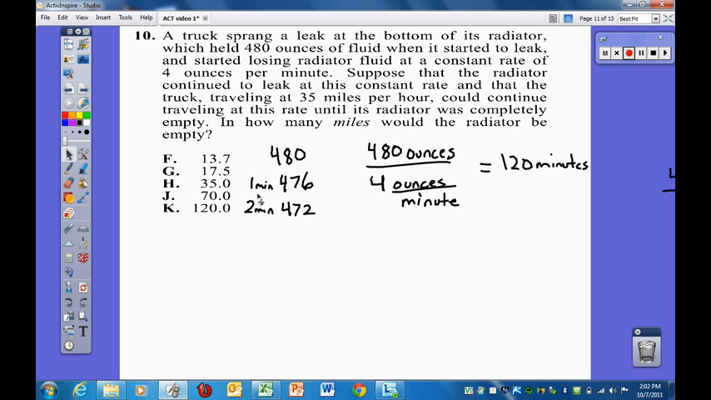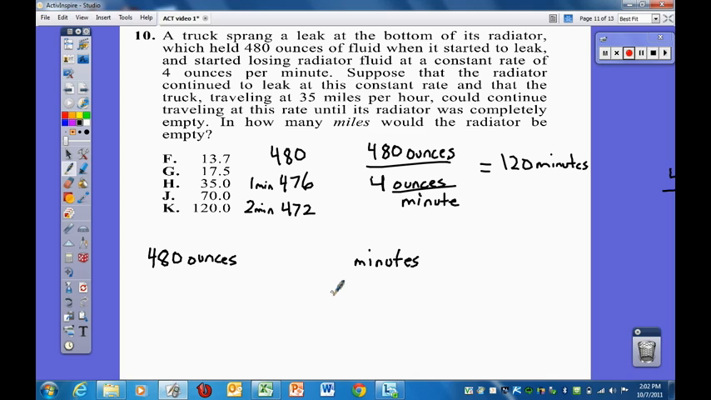Something you should have been learning already this school year, or have learned this school year. And that is called dimensional analysis. Now, dimensional analysis takes any value that you already have, and it changes it into another unit. So we have ounces as our unit right now, and what I would like to know is how many minutes does it take for this radiator to leak out.